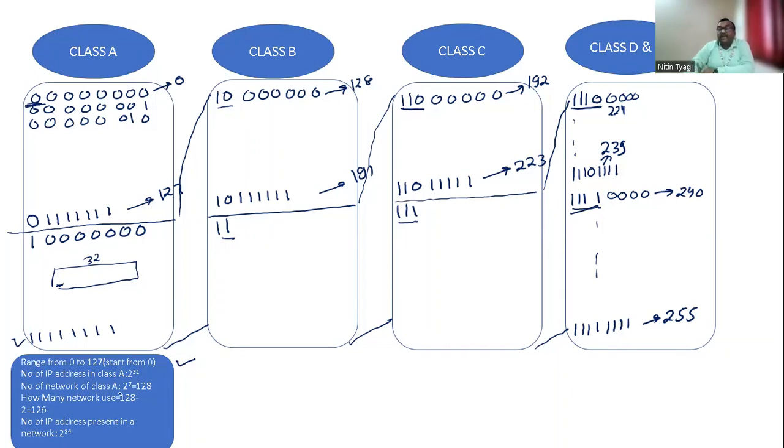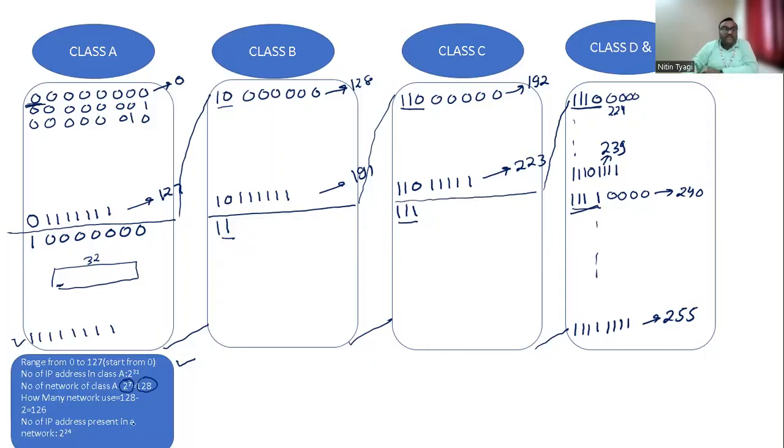Number of networks in class A. For class A, 8 bits are reserved for the network ID. Out of 8 bits, 1 bit is already reserved. That means the number of networks in class A is 2 to the power 7, which is 128. How many networks are used? 128 minus 2 is 126. The first IP and last IP in a network are not used. Why they are not used, I will discuss in the next lecture.